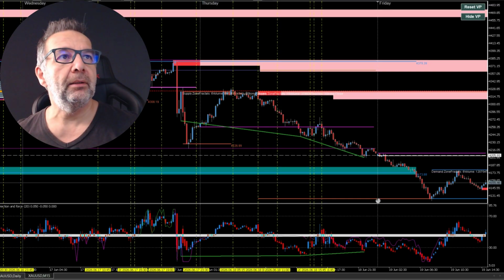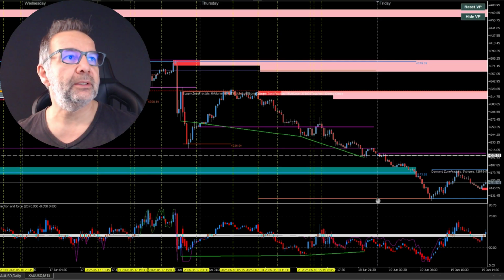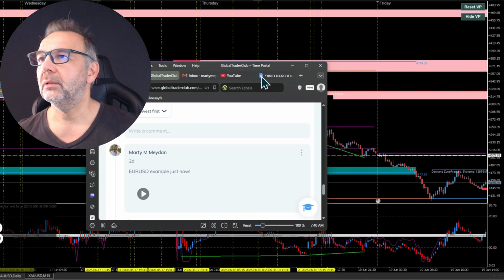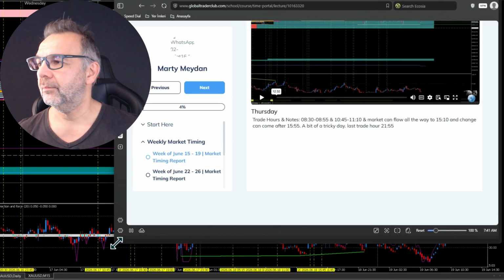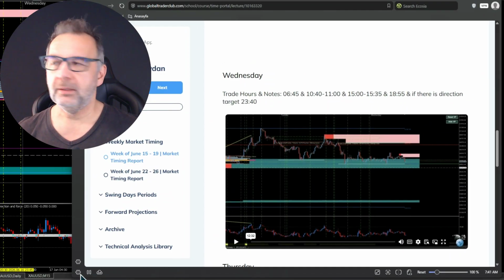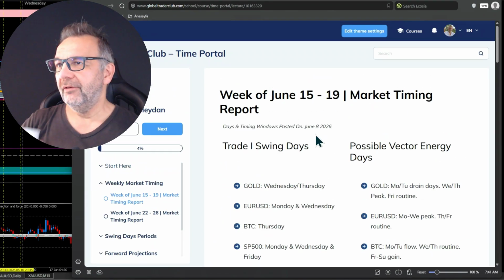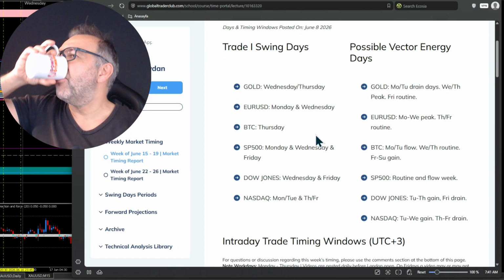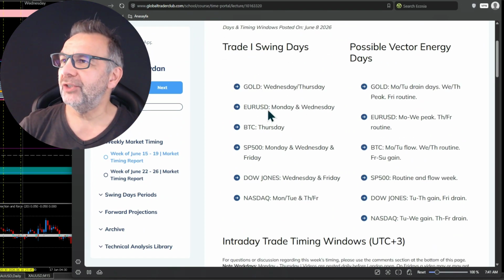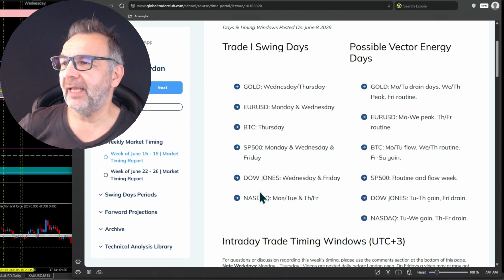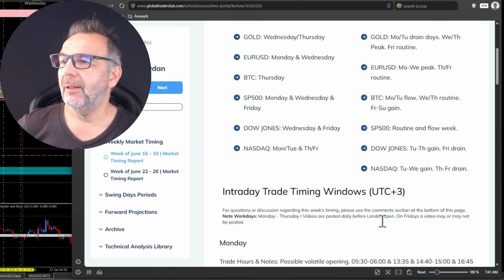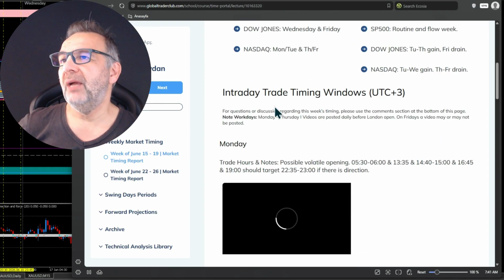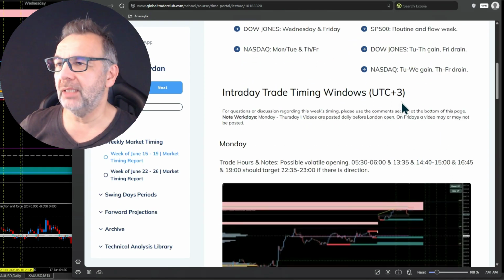So let's take a look at how things worked out for us. I'm just going to make this a little bigger so you guys can see. All right, so this is for the week of 15th to 19th. Trade swing days: gold, euro dollar, Bitcoin, SP 500, Dow Jones, Nasdaq. You can just take a screenshot. Vector days, what I was expecting, and intraday trade timing windows. Obviously UTC +3 is my time zone.